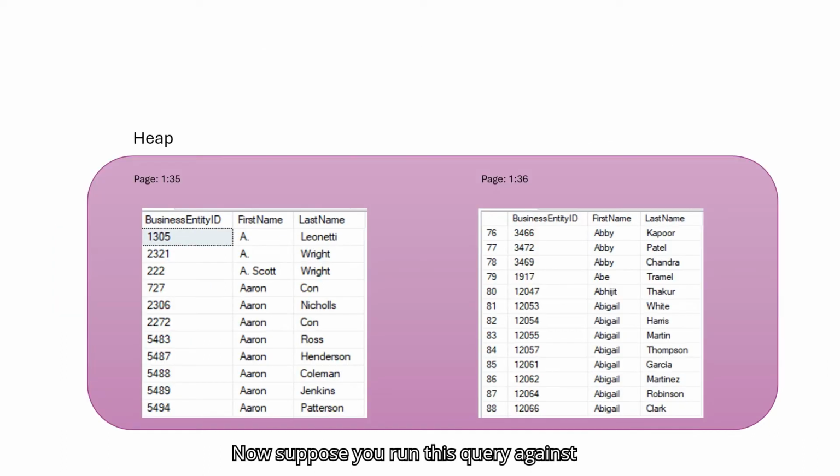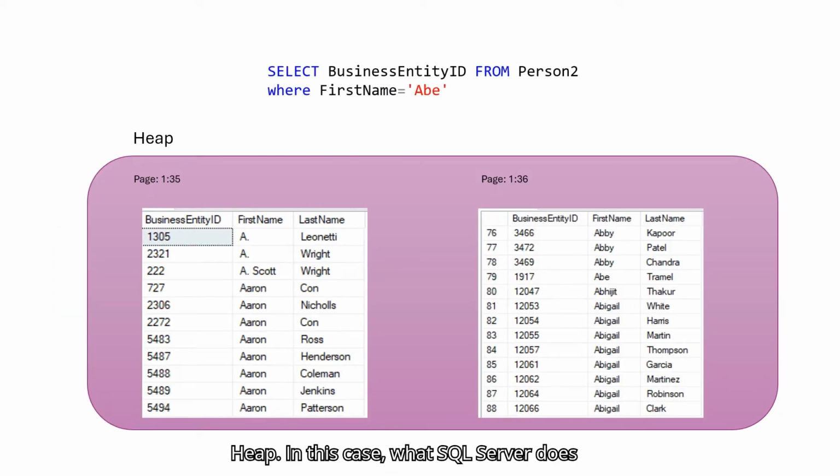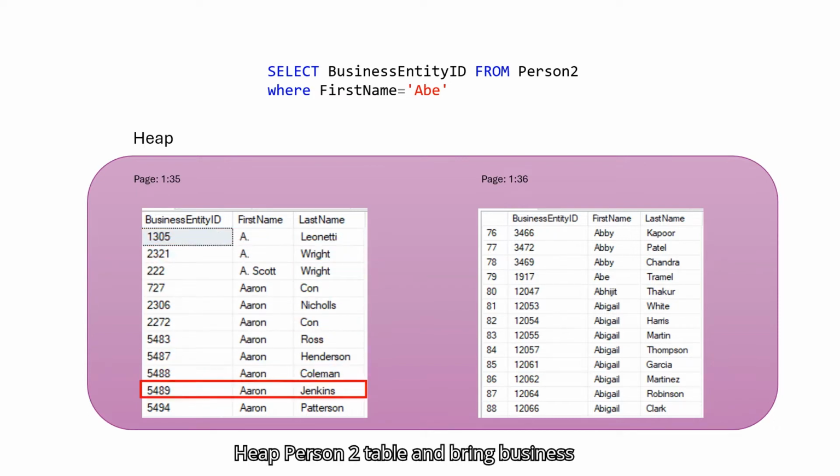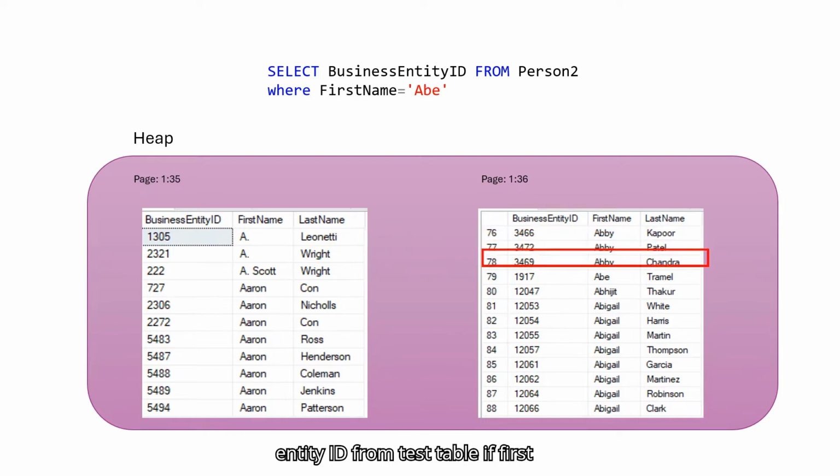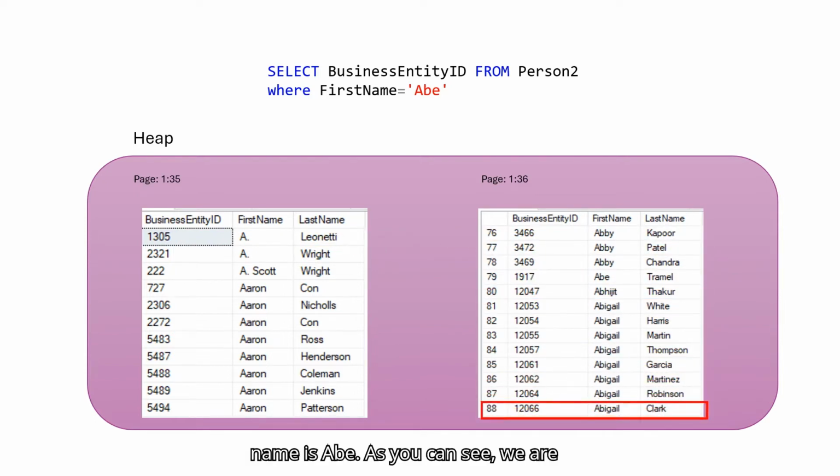Now suppose you run this query against heap. In this case, what SQL Server does is it will look at all the rows in the heap person2 table and bring business entity ID from test table if first name is Abe. As you can see, we are searching each row one by one in heap. This is called table scan.